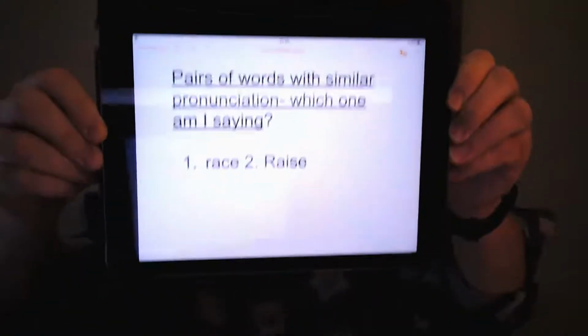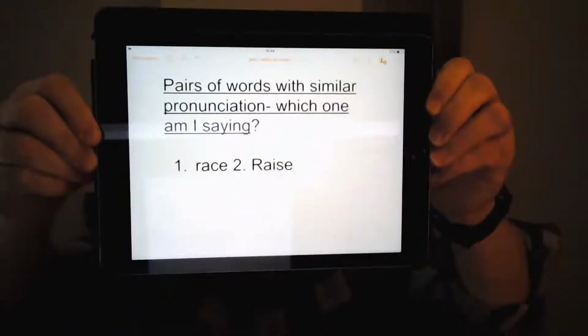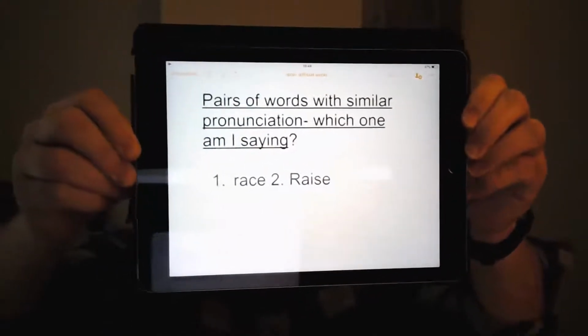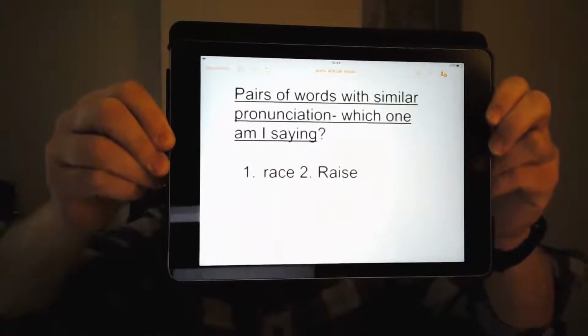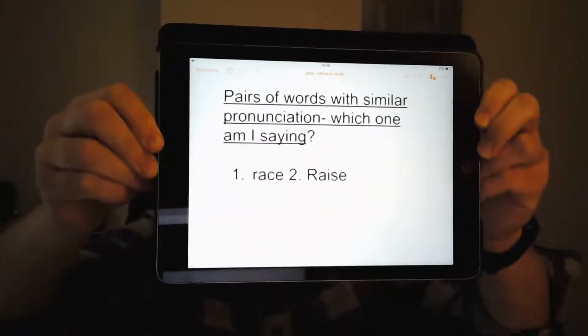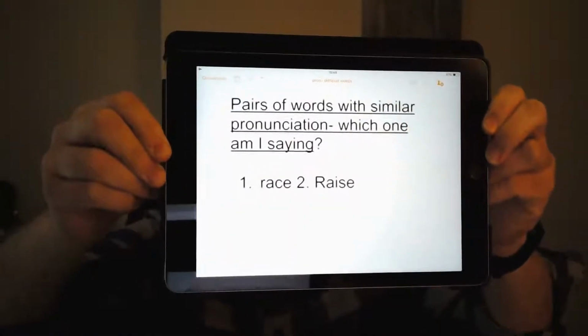Okay, so we've got pairs of words with similar pronunciation. Which one am I saying? Once I say the word, you have to write in the chat box 1 or 2. That's all you have to do.